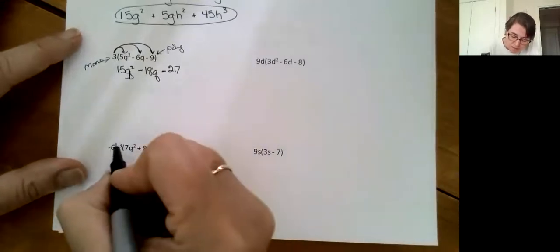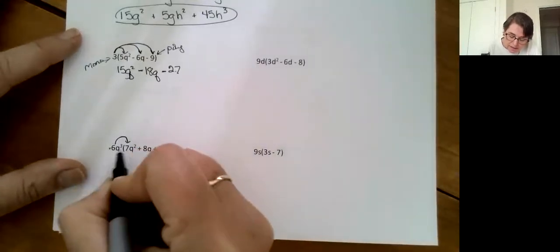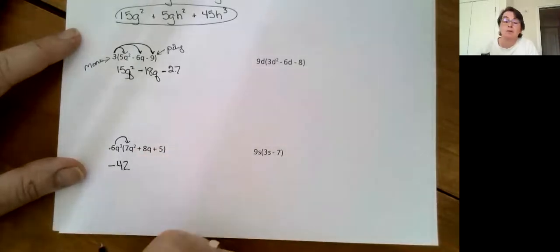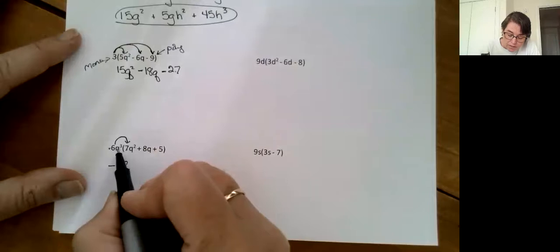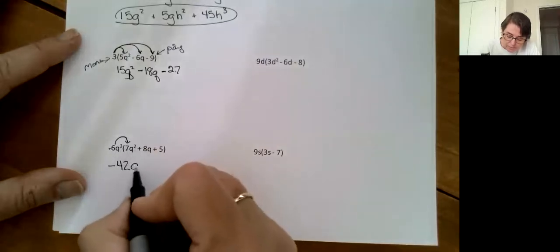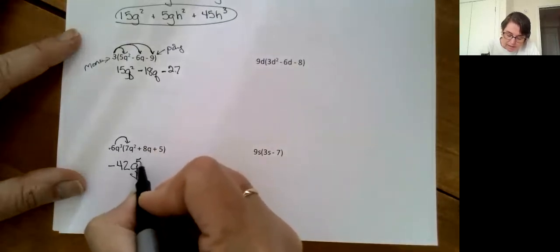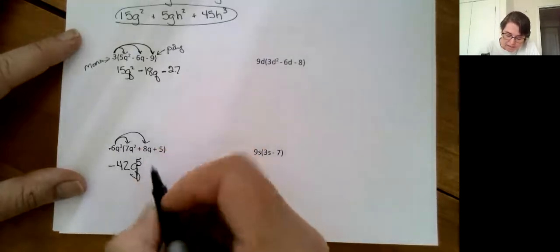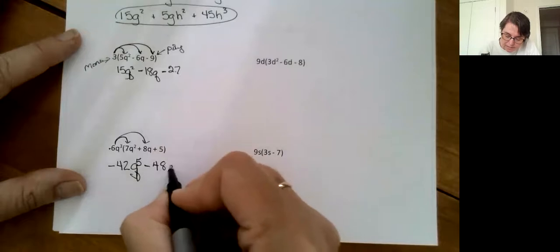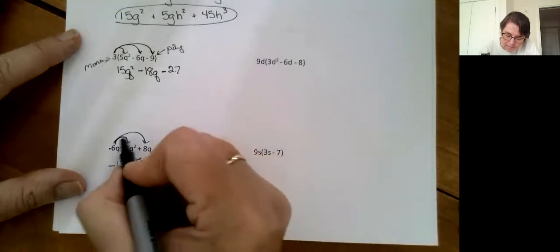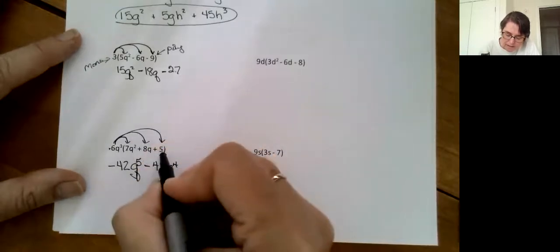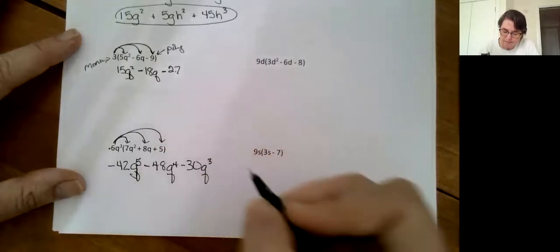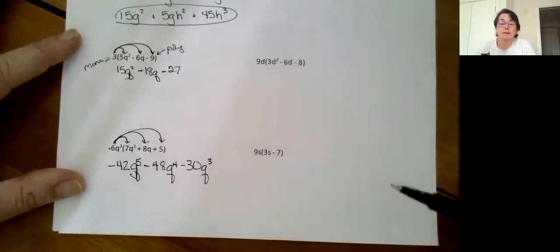All right, let's see what happens here with this negative. Negative 6 times 7 is minus 42. My brain says, oh, there's a negative in front, pay attention. Q to the third times Q squared, that's Q to the fifth. And then minus 6 times 8 is minus 48 Q to the 4. And minus 6 times 5 is minus 30 Q3.